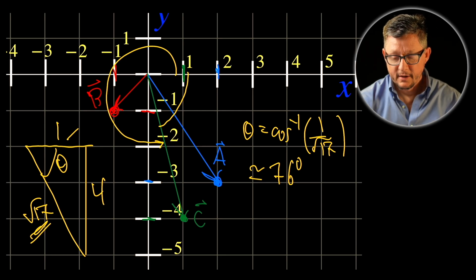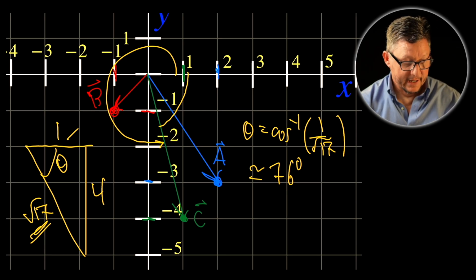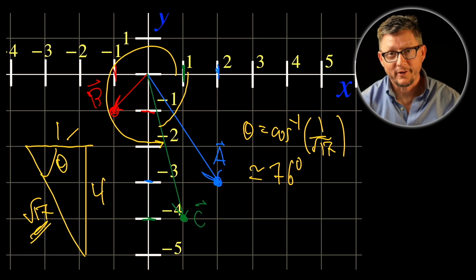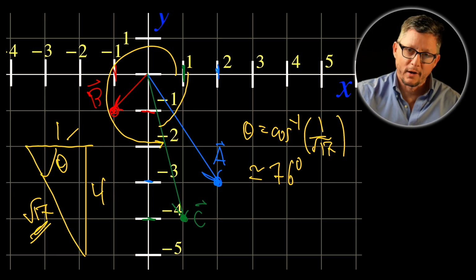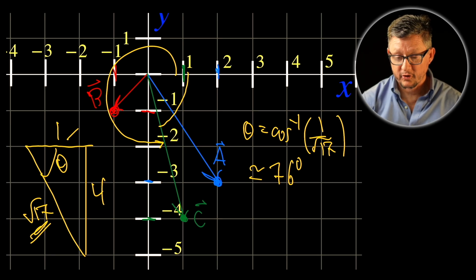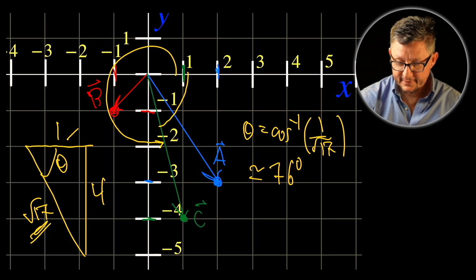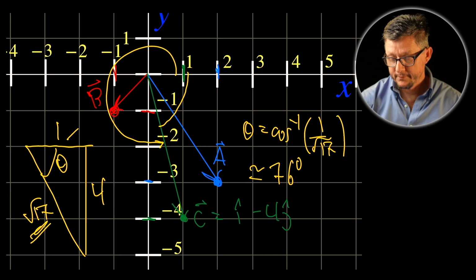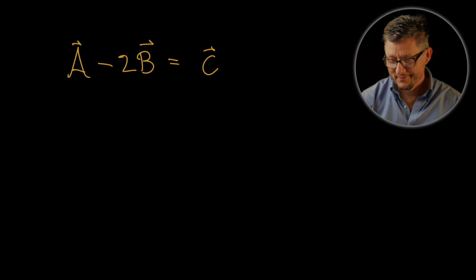So we take 360 and we subtract off 76, so we get about 284 degrees counterclockwise from the positive x. But it's just as good to say our vector c has a magnitude of 17 at an angle of 76 degrees below the positive x-axis, because c is equal to I hat minus 4 j hat. So that's how we add a and b.